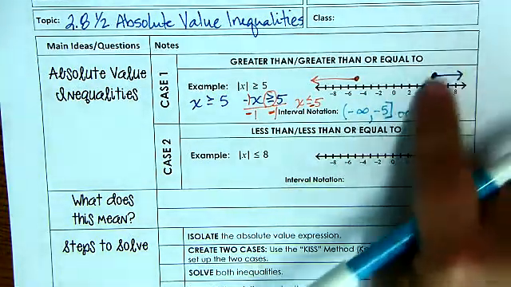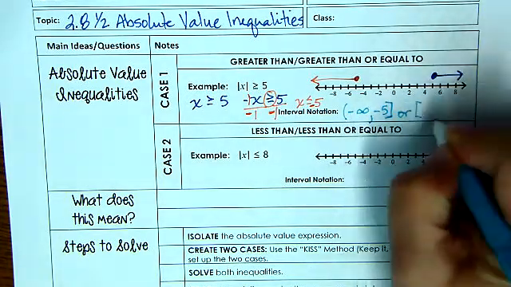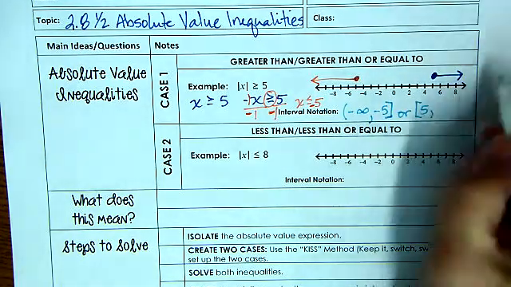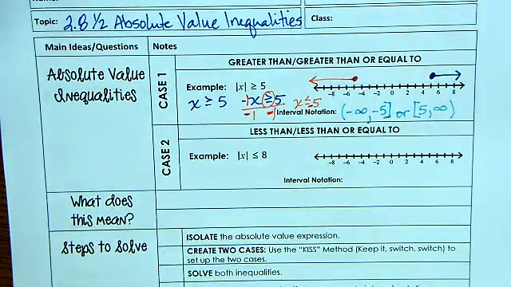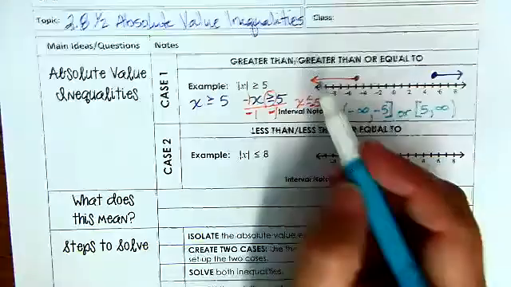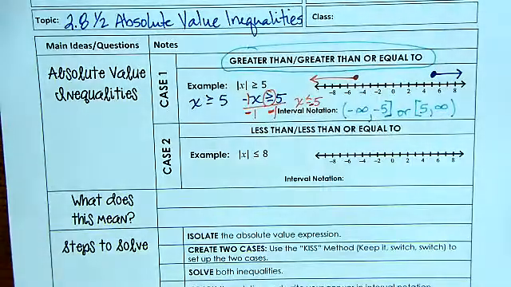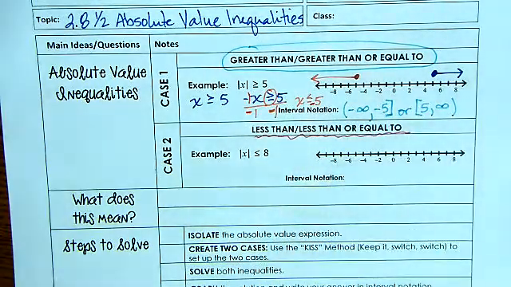And then I'm going to write the interval notation for this half. It's equal to, so it's a bracket at 5, comma, and then it goes on forever to positive infinity. So I have the infinity symbol, and then it's a parentheses because it doesn't stop. And that is the example for case 1, when it's a greater than or equal to.